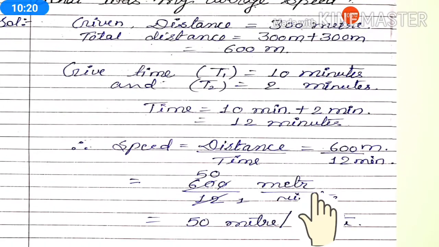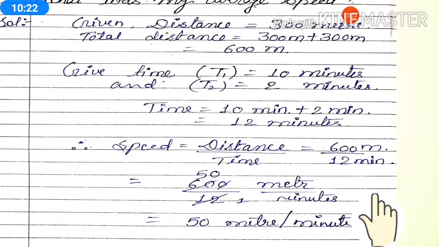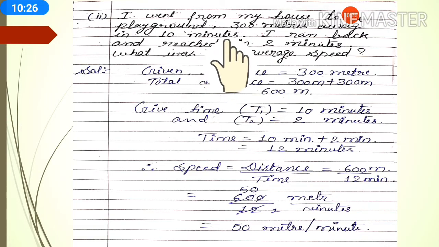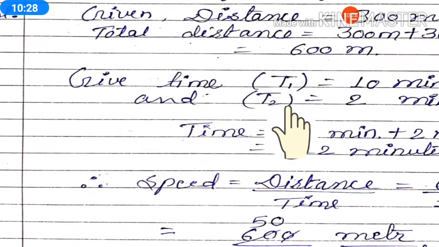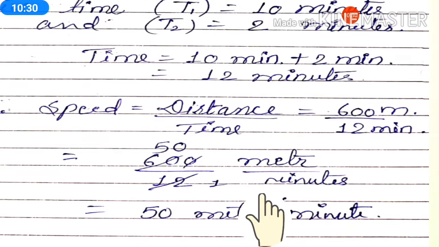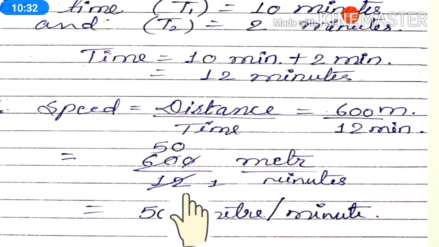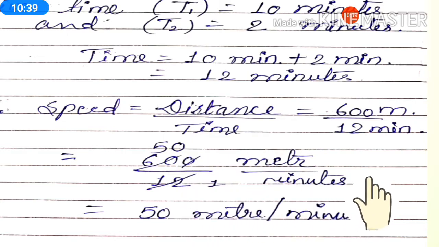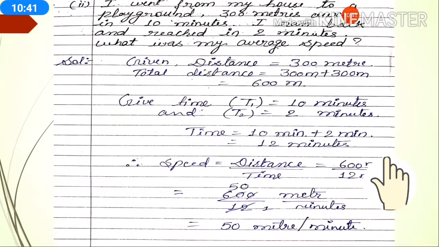50 meters per minute. The question was given in units of minutes and meters, so we have found the answer also in the same unit, meters per minute. It means the average speed in this case is 50 meters per minute.